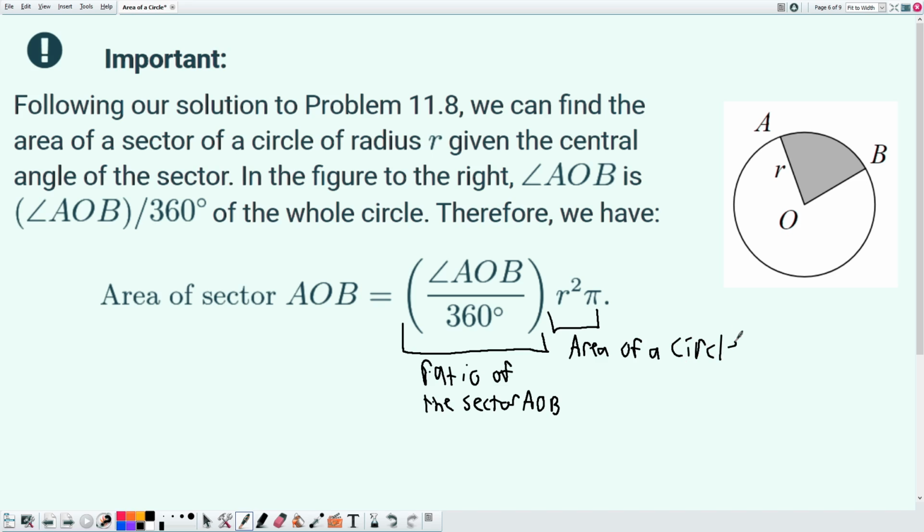So it's such an easy formula that you don't even really need to remember it, because if you understand how it worked when we did the problem, there's no need to memorize it. But if you need a formula to memorize, here it is. It's the ratio of the angle AOB over 360 times the area of the entire circle.